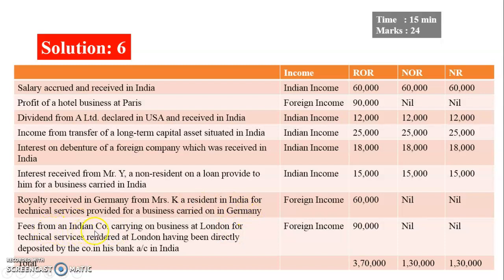Then fees from an Indian company carrying on business at London for technical services rendered at London, having been directly deposited by the company in his bank account in India. This is foreign income. Why? Because this is the technical fee which is provided by the resident Indian company. For what? For a business at London. And whatever technical services are being provided, this is entirely for the business established at London.